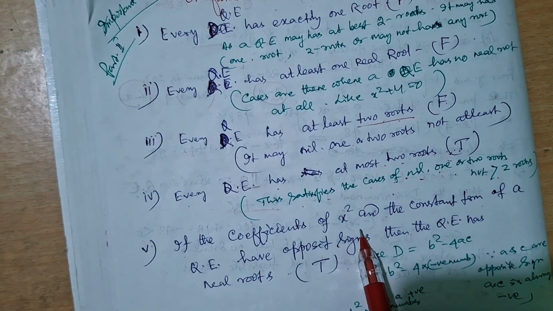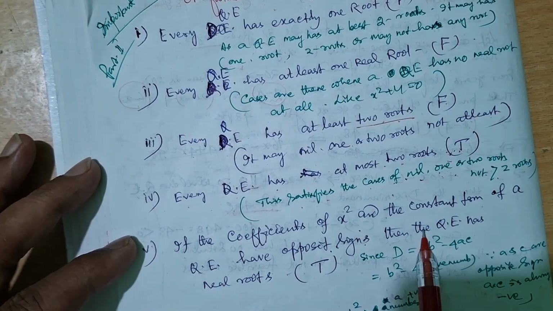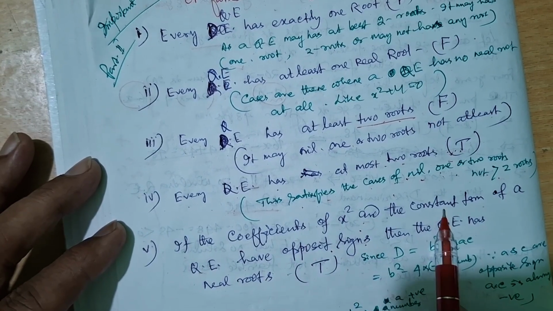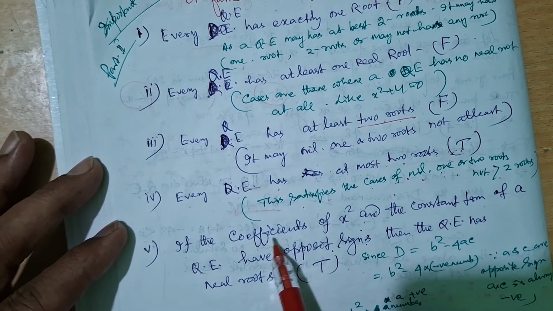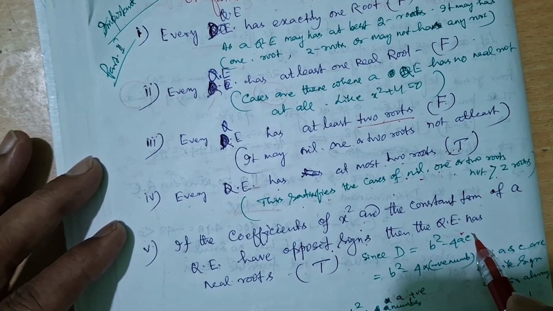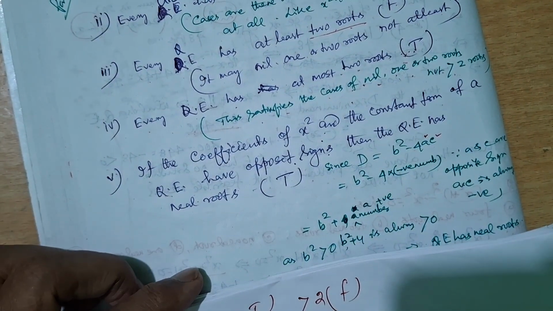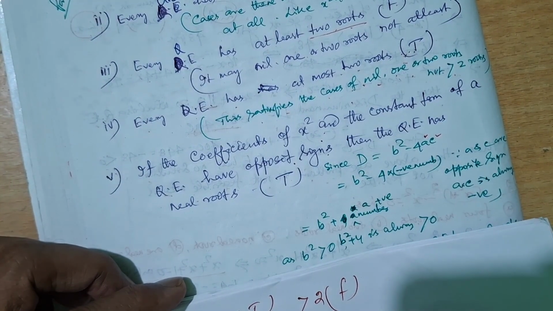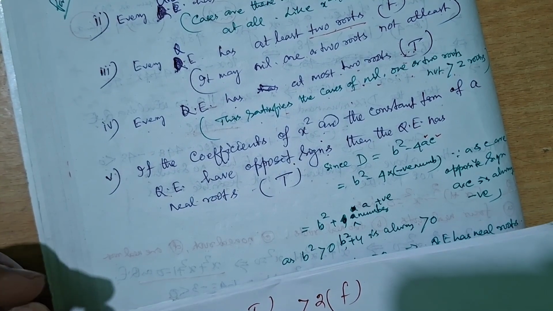If the coefficient of x square and the constant term of a quadratic equation have opposite signs, then the quadratic equation has real roots. It is true. How? If the coefficient of x square, which is a, and the constant term, which is c, have opposite signs, then when they are multiplied, it is always negative. If a is positive, c is negative. If a is negative, c is positive.